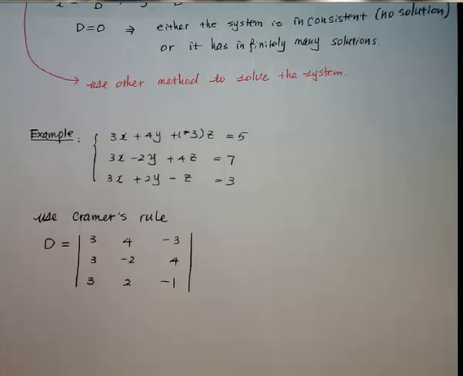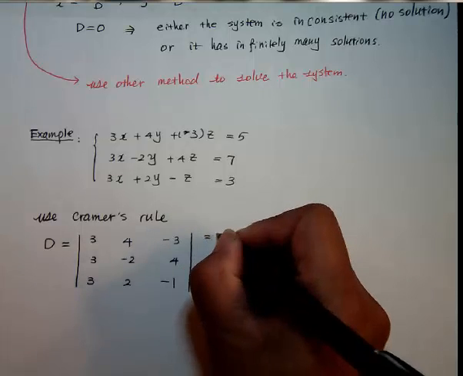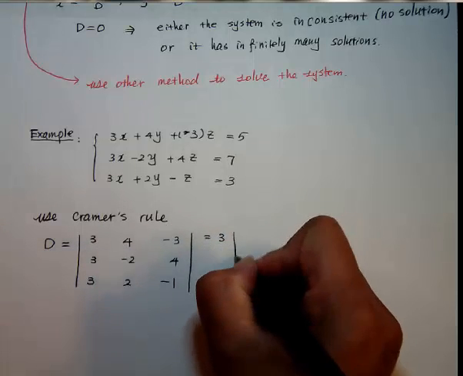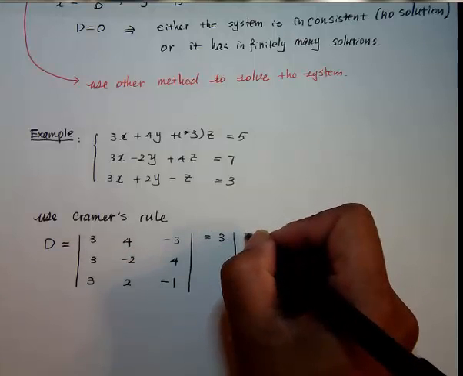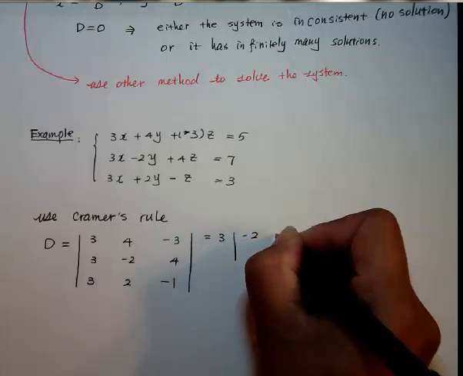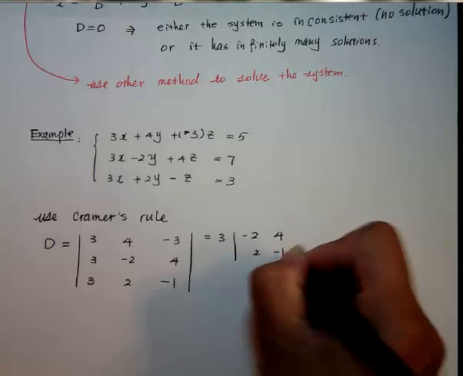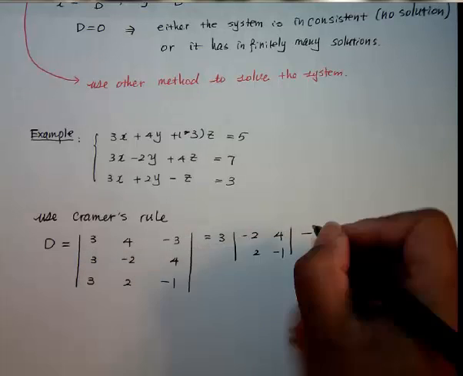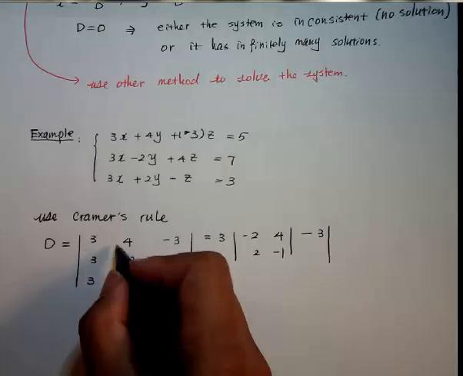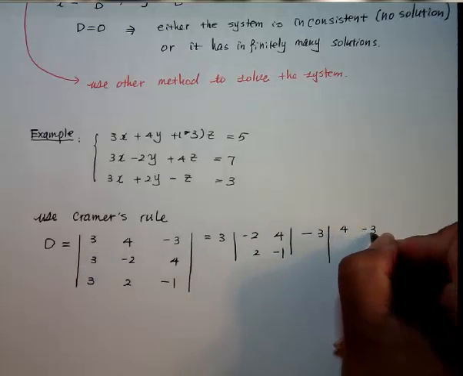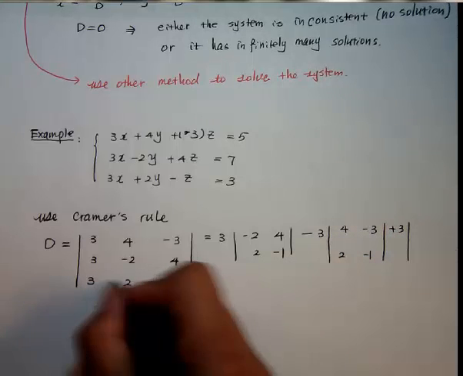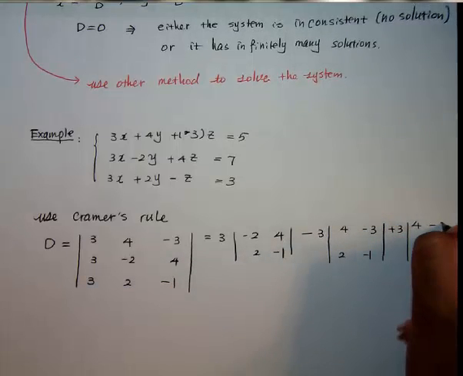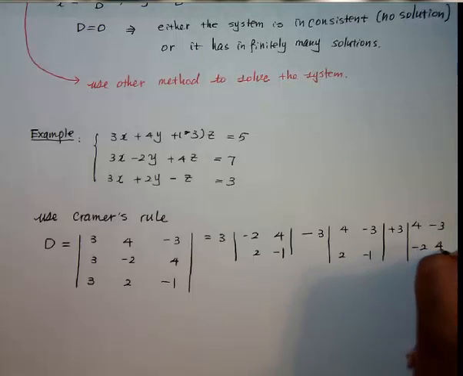Similarly, we are going to take the 3, the first row, first column. That will give us the determinant of negative 2, 4, 2, negative 1. Subtract the second one, 3 times the determinant of 4, negative 3, 2, negative 1. Plus 3, take out the last row, the determinant of 4, negative 3, negative 2, 4.